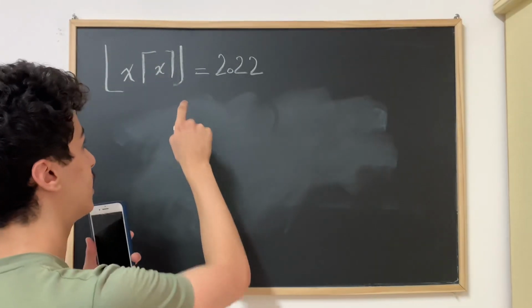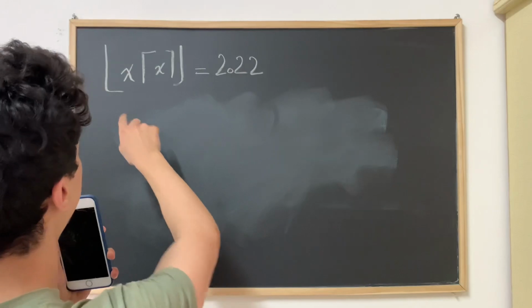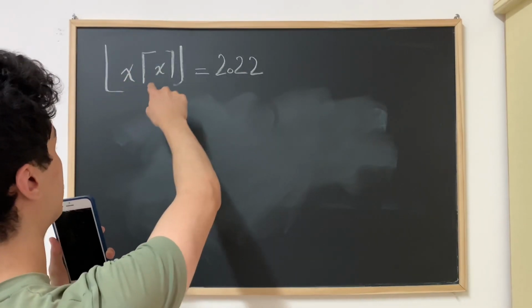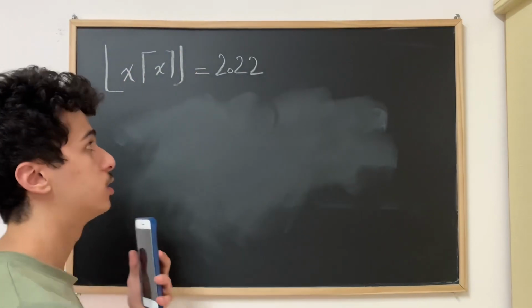Today we will be solving an Olympiad question, and it goes like this. The floor of x multiplied by the ceiling of x is equal to 2022.